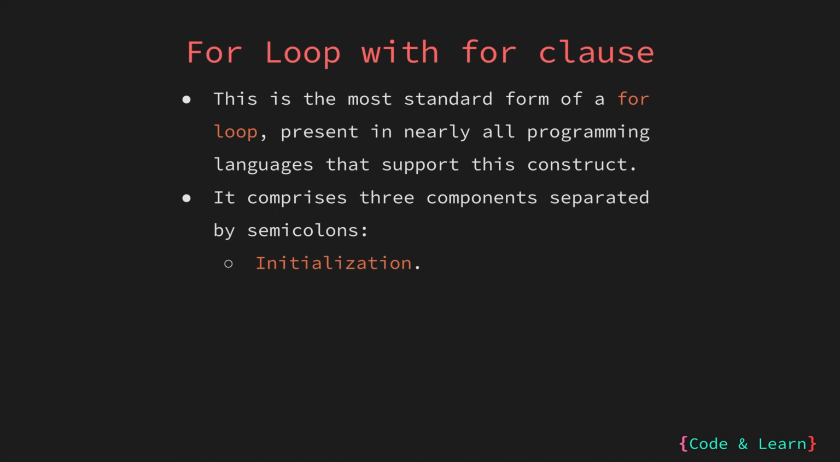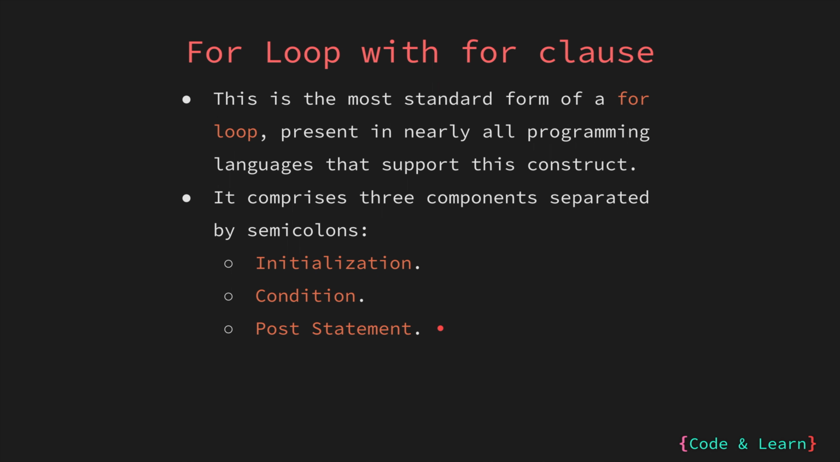The first part is called initialization. This is where you set an initial value or a variable that will be used in the loop. It's executed once at the beginning of the loop. Next part is the condition. This is a Boolean expression that is checked before each iteration of the loop. If it evaluates to true, the loop continues. If it evaluates to false, the loop terminates.